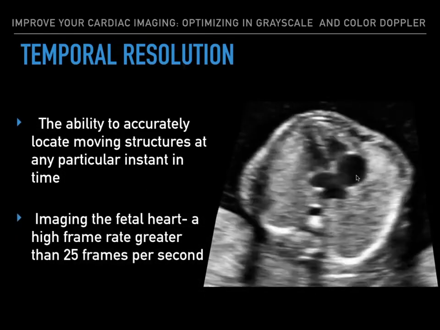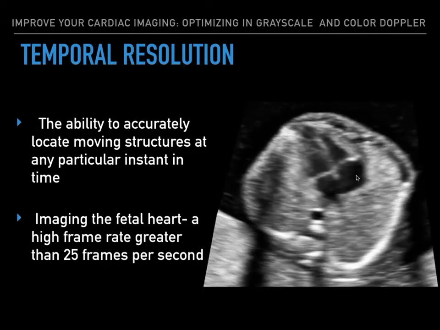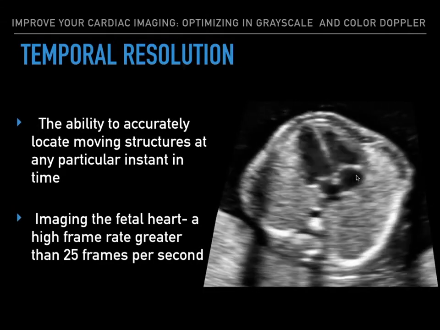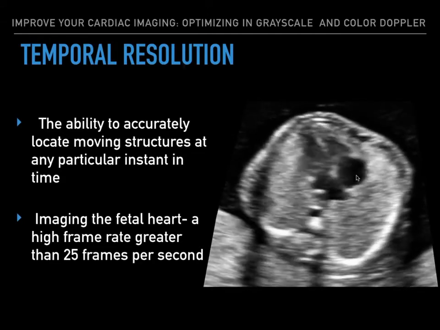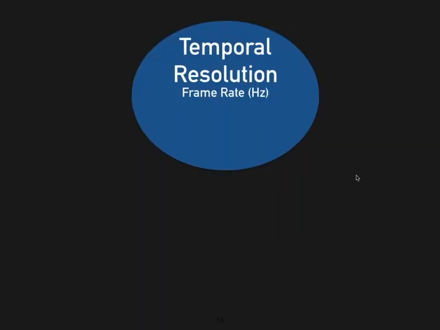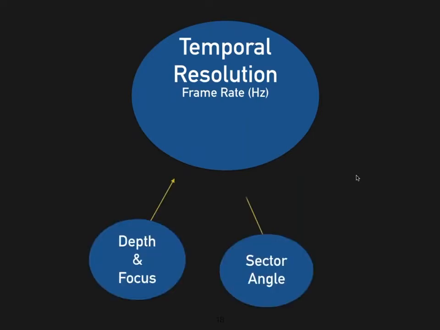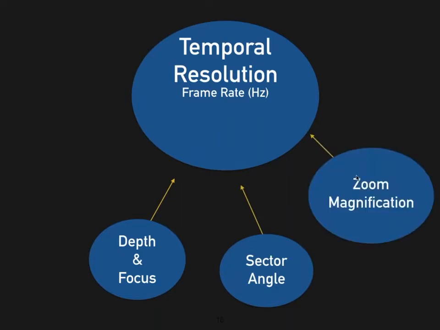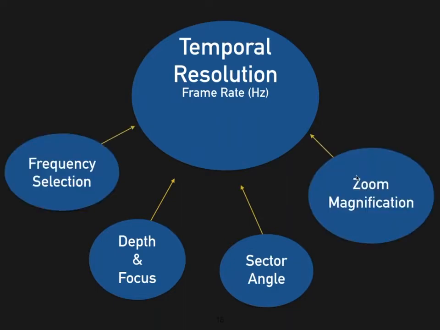When imaging the fetal heart, a high frame rate greater than 25 frames per second is recommended. So let's aim on doing just that, improving our frame rate. Here are a few technical settings that affect temporal resolution: the depth and focus, sector angle, zoom magnification, and frequency selection. The better the temporal resolution, the higher the frame rate and the improved detail resolution. So let's go ahead and focus on improving these settings.